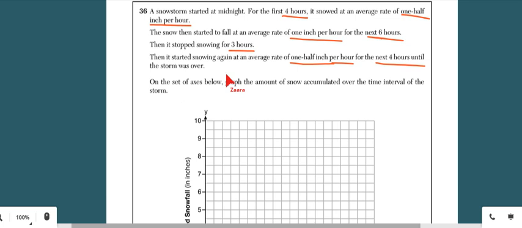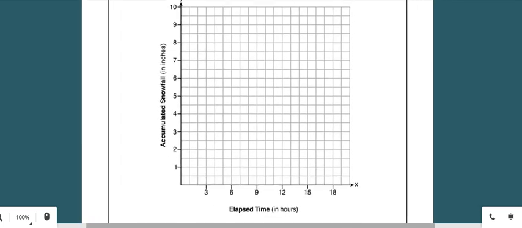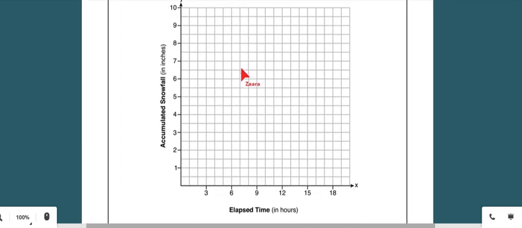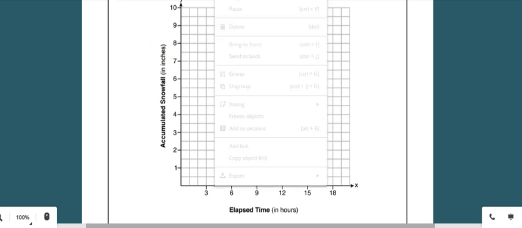On the set of axes below, determine the amount of snow accumulated over the time interval. So first of all, we have to graph this. For the first 4 hours, it snowed at 1/2 inch per hour, right?